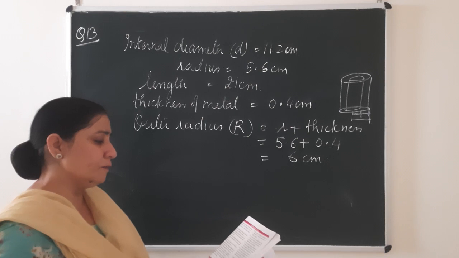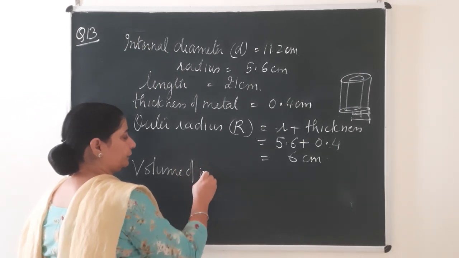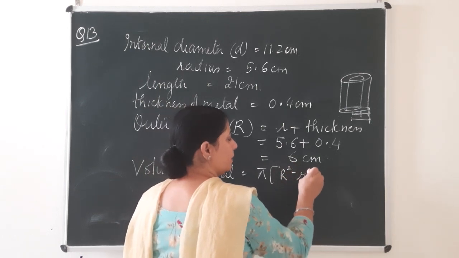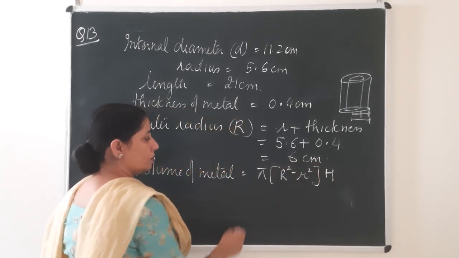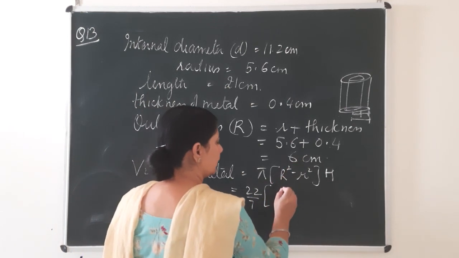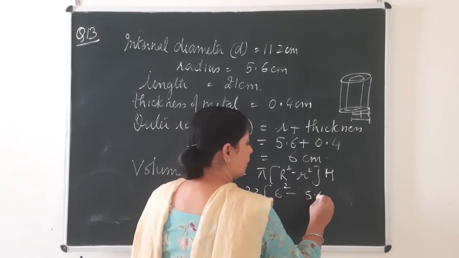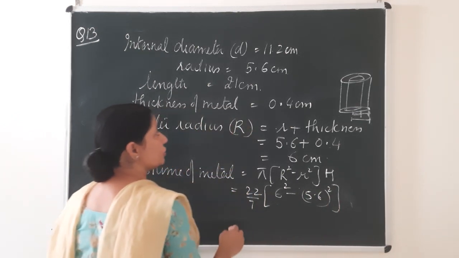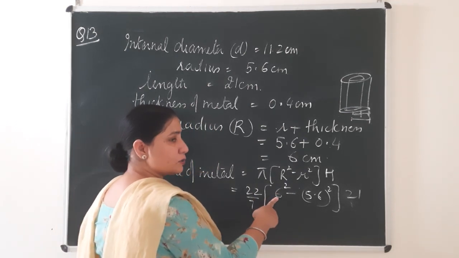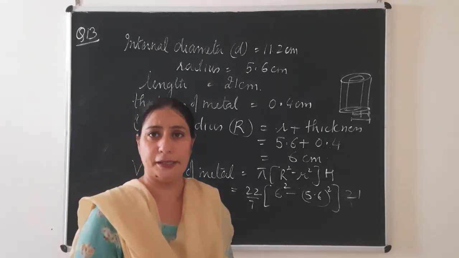Now you have to find the volume of the metal used. So volume of the metal is equal to, as we have already done, the formula pi (capital R square minus small r square) into h. Now put the values. In place of pi, you will put 22 by 7. In place of capital R, you will put 6. In place of small r, you will put 5.6, the whole square, and in place of h, you will put 21. So do the calculation: square of 6, square of 5.6, and by doing the whole calculation you will find the volume of the metal.